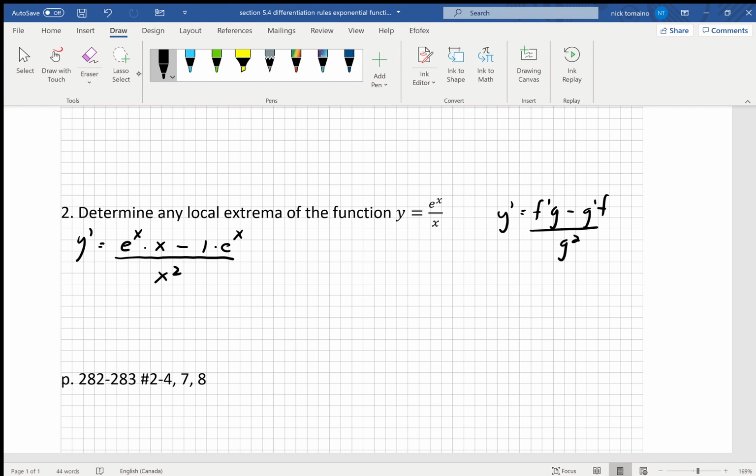Okay, and now we will simplify this a little bit. We're going to factor out an e to the x, and we're left with x minus 1 over x squared. Okay, and now we want to set this equal to 0. For this to equal 0, remember the denominator does not affect it at all, so we just ignore it. We look at the numerator, so we have two possibilities: either e to the x is 0 or x minus 1 is 0. E to the x is an exponential function, it will never be 0, so we don't have to worry about that. So we just worry about the x minus 1, and that'll be 0 when x equals 1. So x equals 1 is our critical number.